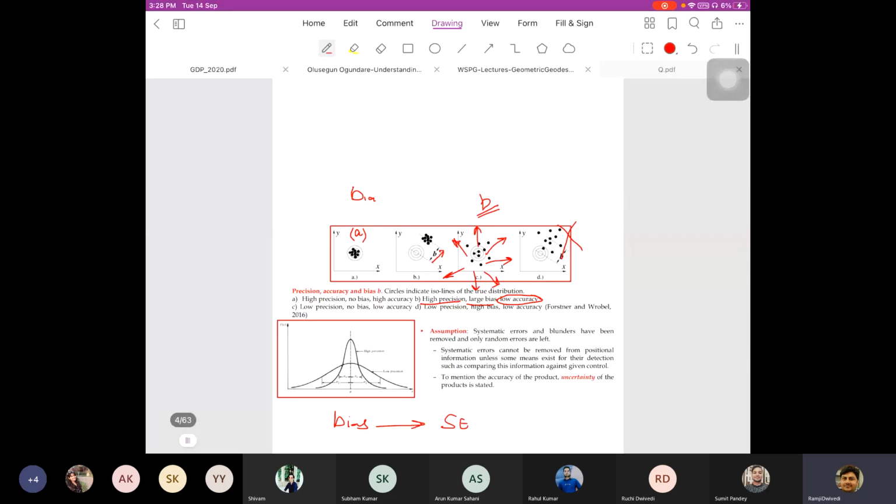So in the case of the bell-shaped curve, we are saying that our observations containing random errors follow the bell-shaped curve or Gaussian curve. The assumptions are always there. Assumptions are that systematic errors and blunders have been removed and only random errors are left. Sometimes there is a little confusion among students: sir, if systematic error is present, will they still follow the bell-shaped curve? The answer is no. That is not a chance.